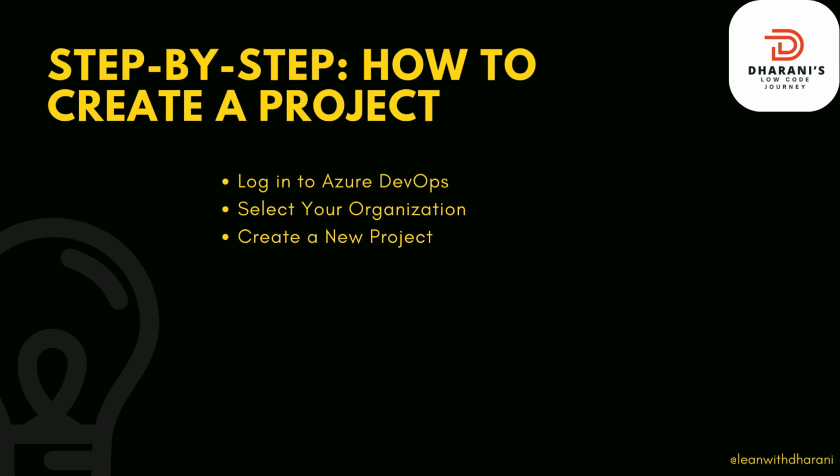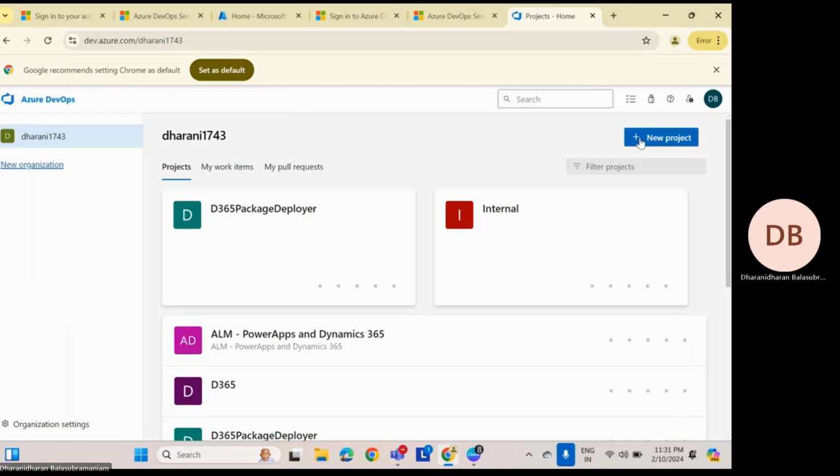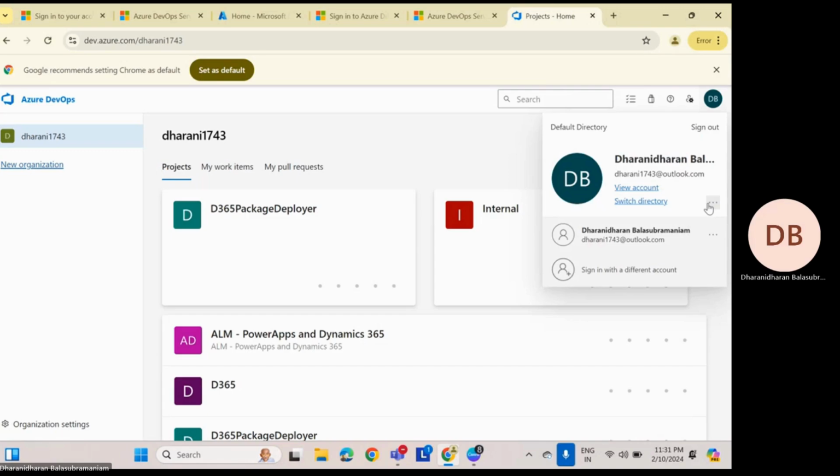Open your browser and go to dev.azure.com. You will need to sign in with a Microsoft account. If you don't have an account yet, no worries, you can quickly create one. Once the login is done, the next step is to create the project. But before creating a project, you need to choose your organization.